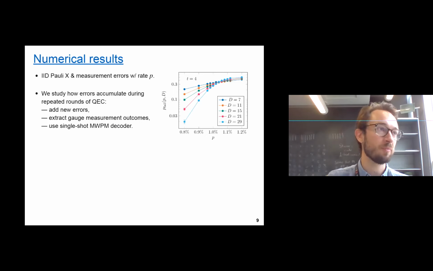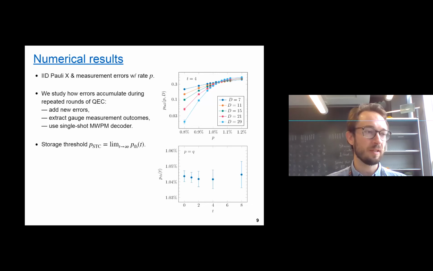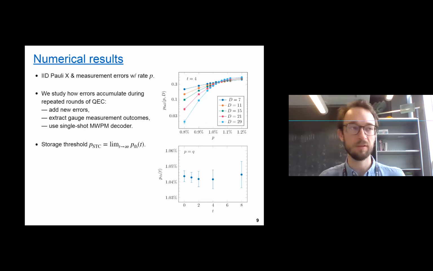The number of error correction rounds we're going to denote by T. So this is the data for T equals 4. You see this nice threshold behavior. Then what we want to understand is how this threshold changes as we vary T. In this plot, we've got the physical error rate here, and this is the failure error rate. The threshold is this intersection point, and we estimate this using standard finite size scaling.